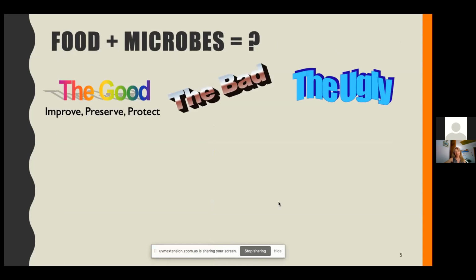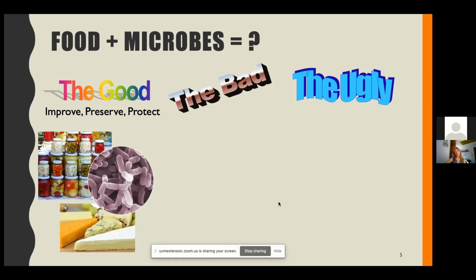So good microorganisms will improve, preserve, and protect the food that we eat. So things that we'll talk about today are the good. That's things like lactic acid bacteria, yeasts, and molds that will ferment things. They'll outcompete pathogens. They'll increase the shelf life of a product, and also they can make food taste better.